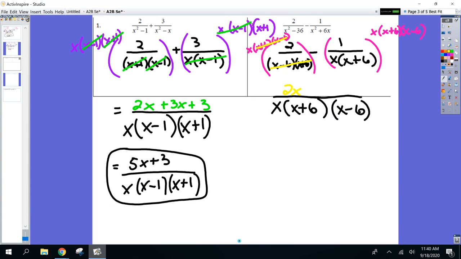Would you cross out the x minus 6? Well, no. Okay, so cross out x plus 6, and what's left? The x minus 6. Okay. So here's my question, and here's the trap you're going to fall in. What do you think I should write now? Just x plus 6? Or would you distribute with a 1?